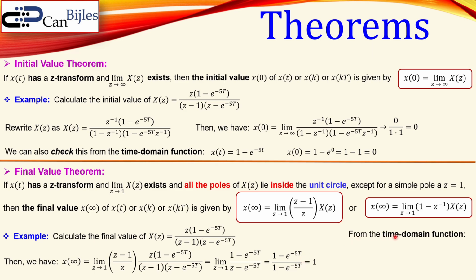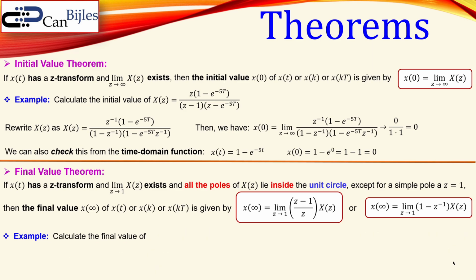Can I also see that from the time domain? Of course, because this is my time domain representation, the exact same function. And we can look at our function when t approaches infinity. If I let this approach infinity, e to the power minus 5t will be 0, because this is a negative exponential. And we get 1 minus 0, which is exactly 1.